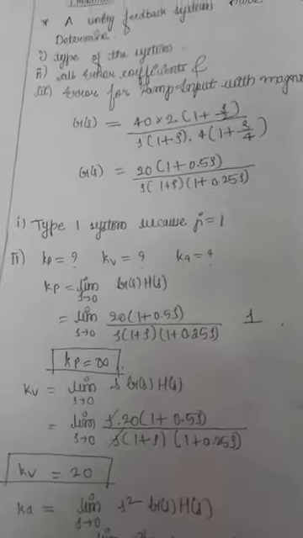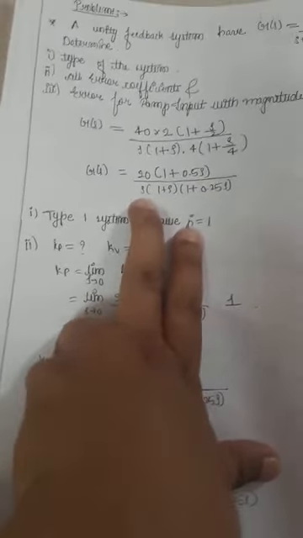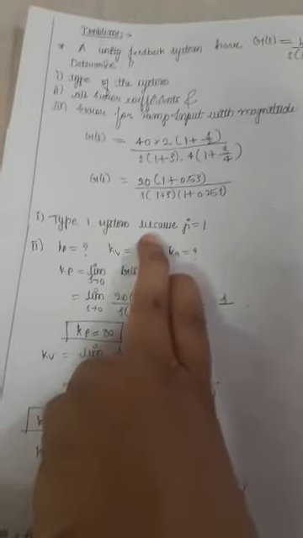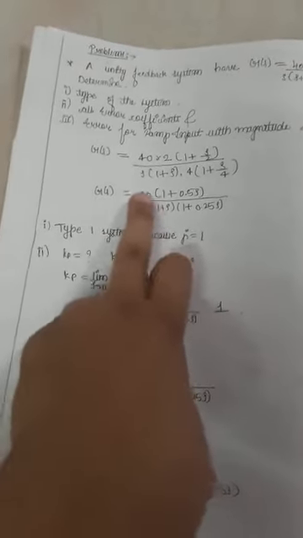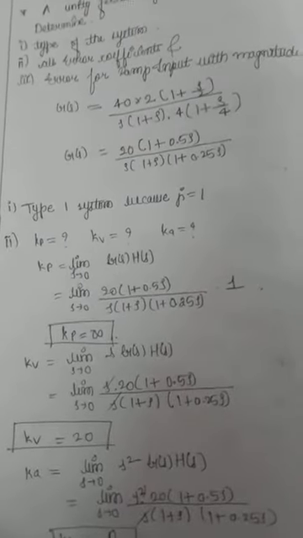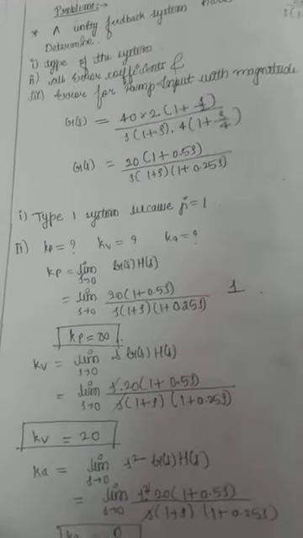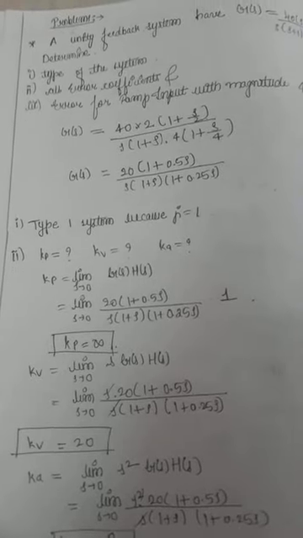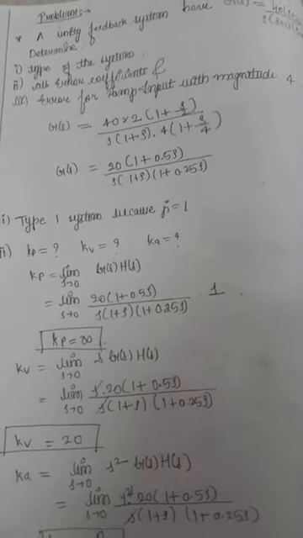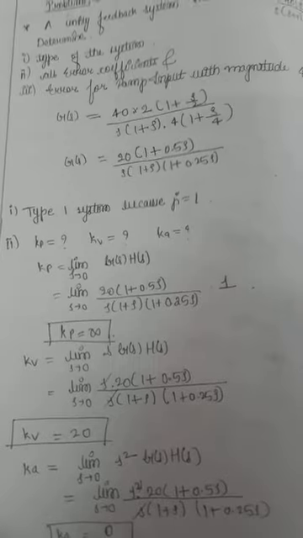Okay, again here the power of s is 1, that means it is a type 1 system. Because here the power of s is 1, so it is a type 1 system. So first we have derived the type of the system. Second, we need to find the error coefficients. First I will find Kp, the positional error coefficient.